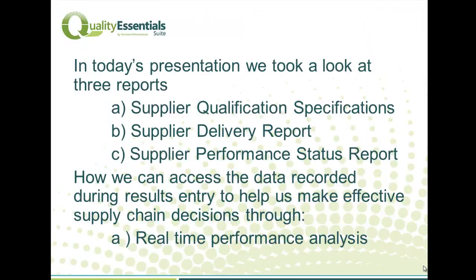In today's presentation, we took a look at 3 reports that can help us improve our supply chain: a supplier qualification specification, a supplier delivery report, and a supplier performance status report that can be used annually to help us monitor our qualified vendors. We also saw how we could access the data recorded during our inspection results entry processes to help us make effective supply chain decisions through examination of real-time performance data.